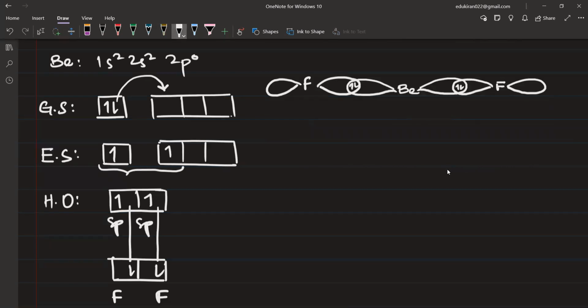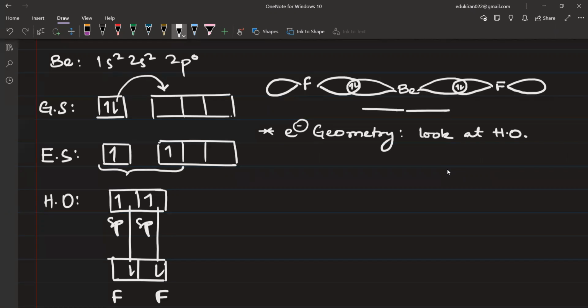When they ask you about the electronic geometry, and when they say geometry, they generally mean electronic geometry. So whenever they ask geometry, look at hybrid orbitals, how they are oriented. These hybrid orbitals are oriented at 180 degrees in a linear shape. See, you have a hybrid orbital here, and a hybrid orbital here. What is it making? It is making a line. That means geometry is going to be linear.